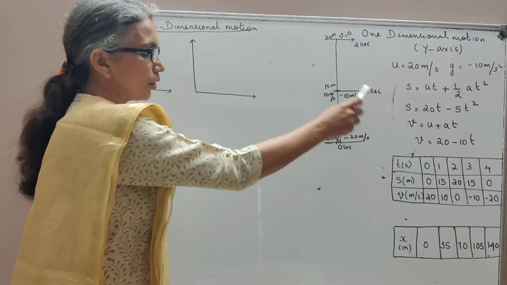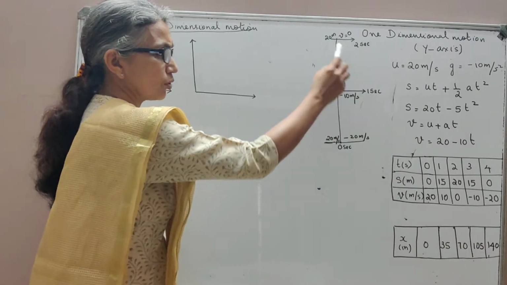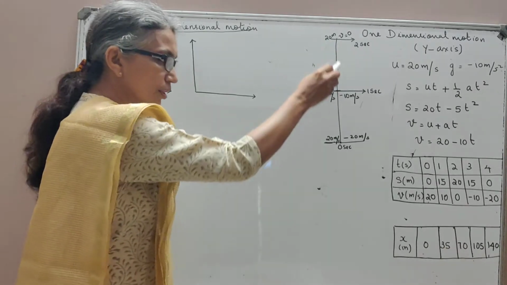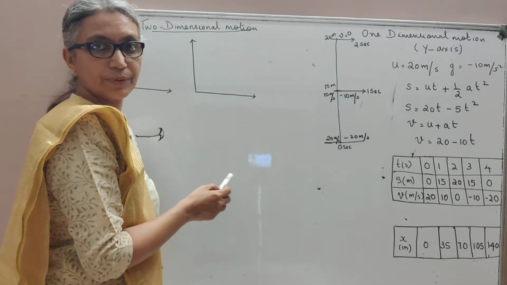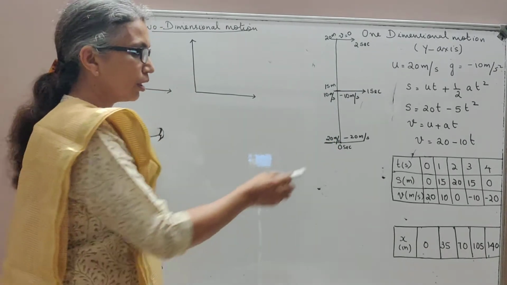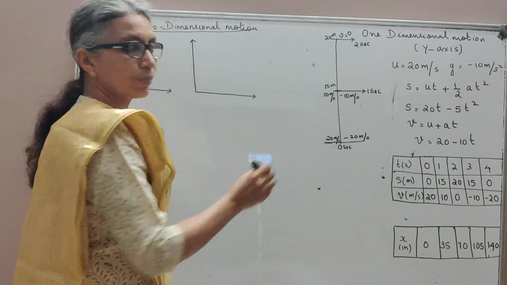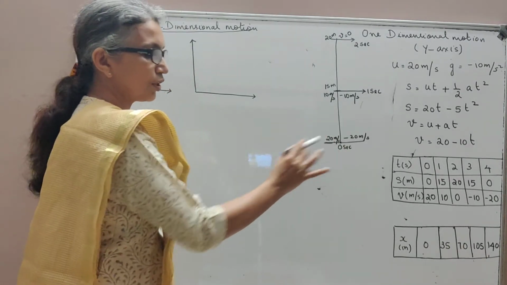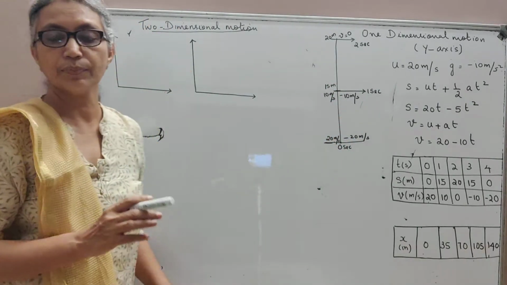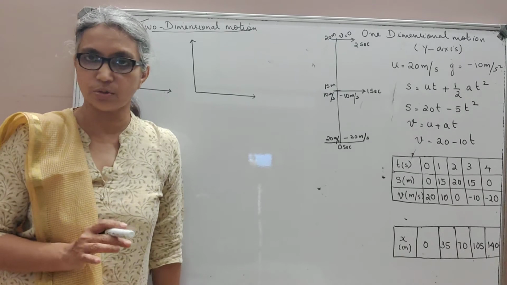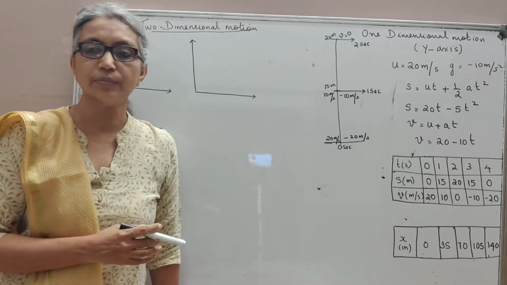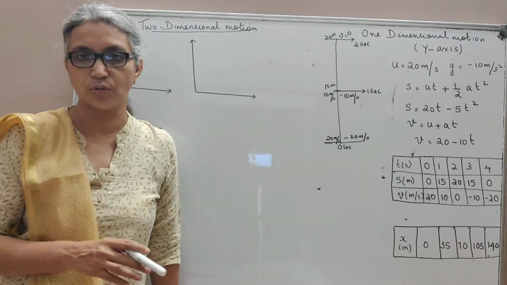Then as it comes down, in the third second, it will be back to 15 meters. But its velocity is in the downward direction, so minus 10 meter per second. And then in the fourth second, it is back to where it was projected with the velocity in the downward direction, so minus 20 meter per second, and the displacement is back to 0. So this is the case we have taken for a body projected with initial velocity 20 meter per second under the acceleration due to gravity at intervals of time t equal to 0, 1, 2, 3 and 4 seconds.